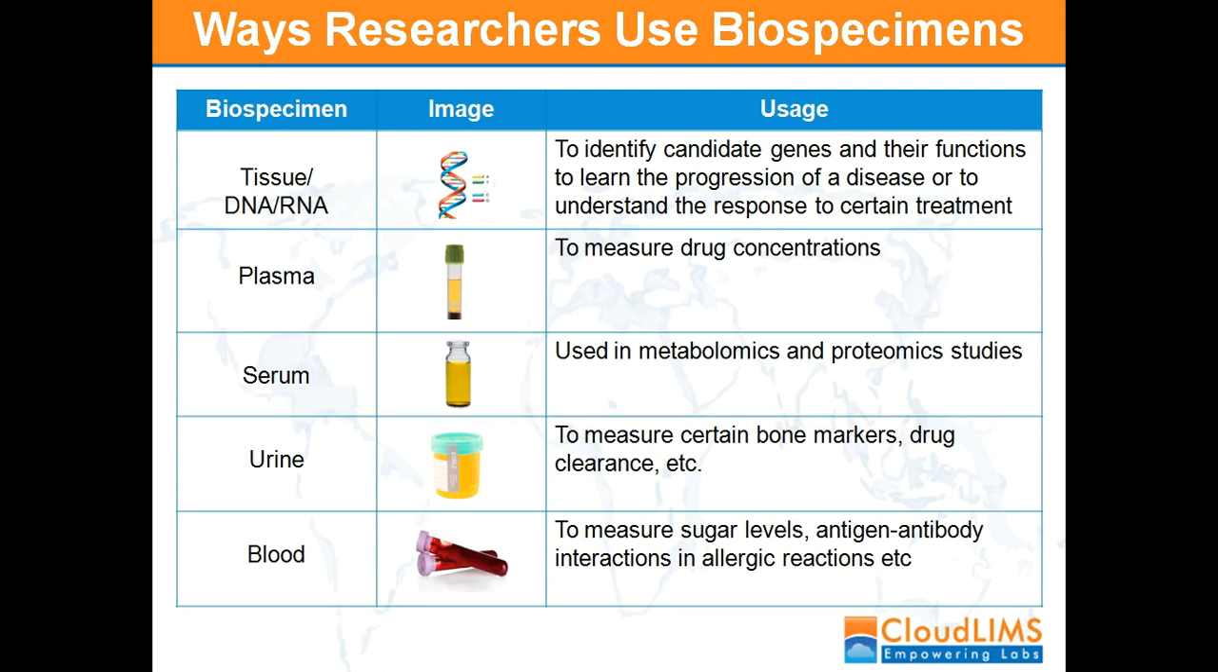Researchers use these samples to understand the progression of disease or the response to certain treatment, to measure drug concentration, and for proteomic, metabolomic, and epigenomic studies. Researchers also use them to measure sugar level and antigen-antibody interaction in allergic reactions. So different types of samples have different uses for researchers.